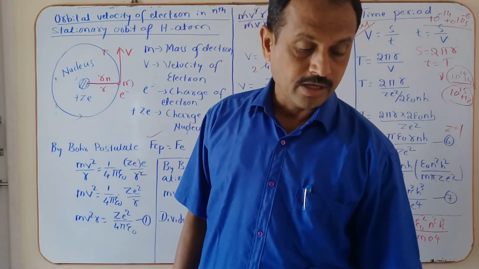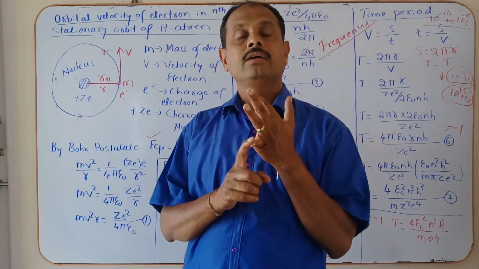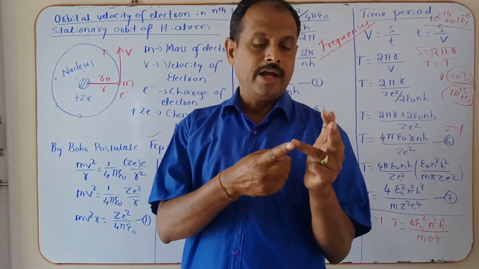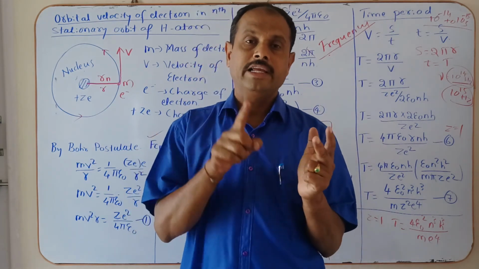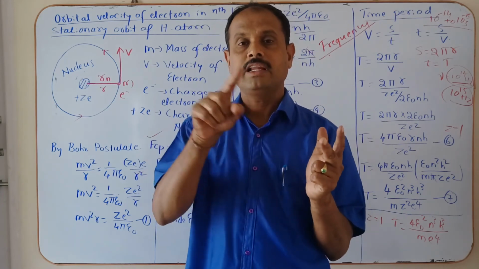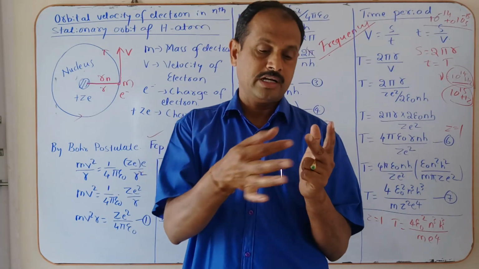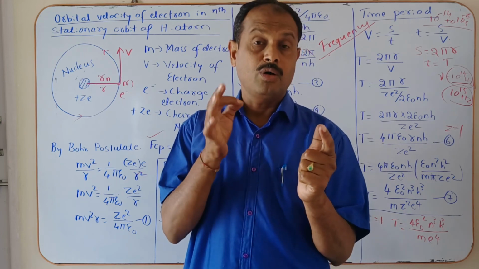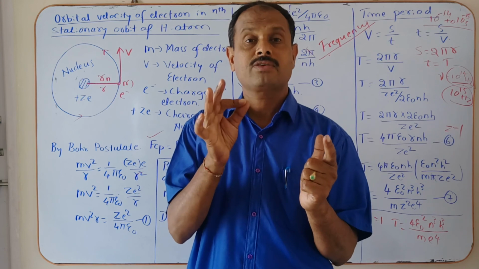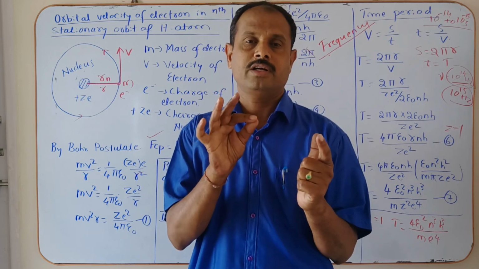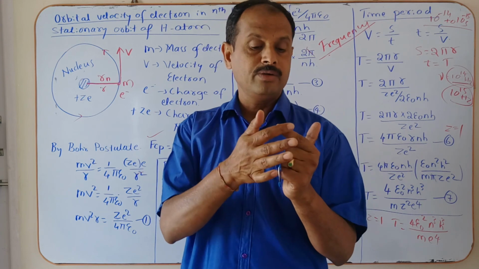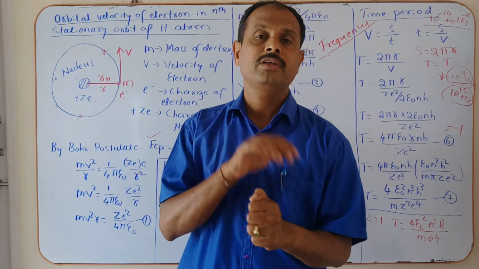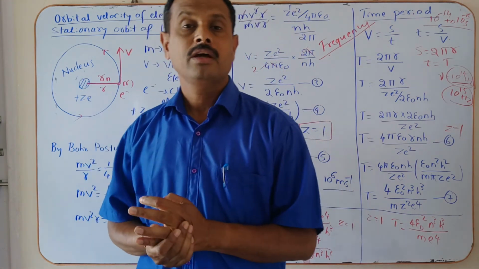Now see here, previously in the Niels Bohr atom model there are 3 important postulates, and you obtained the expression for the radius of the electron in the nth orbit of a hydrogen atom. Then today in this video you discussed how to obtain the expression for the velocity of the electron in the nth orbit of the hydrogen atom, or any atom, and you got the time period expression and the frequency of the revolution of the electron in the nth orbit of the hydrogen atom.